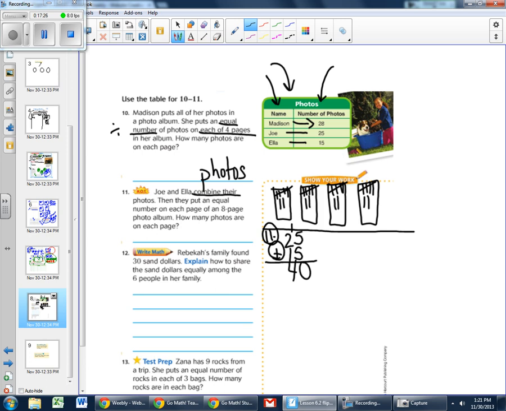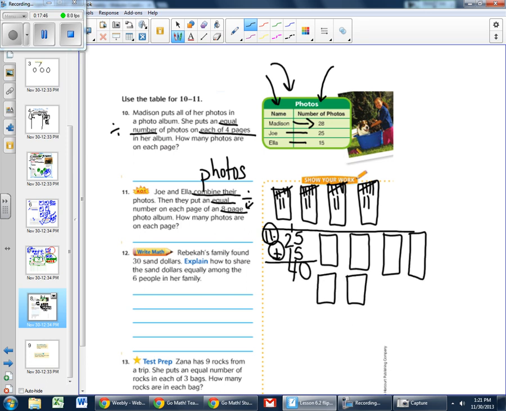Okay, that's my first part of my information. Then they put an equal number, so now I know I need to divide, on 8 pages of their photo album. So how many groups am I going to make? I'm going to make 8. And then you're going to count out your 40. Okay? So go ahead and do that. And don't forget to label it.